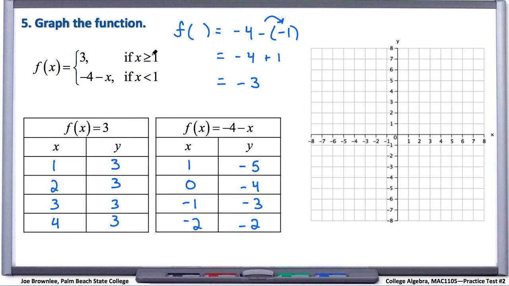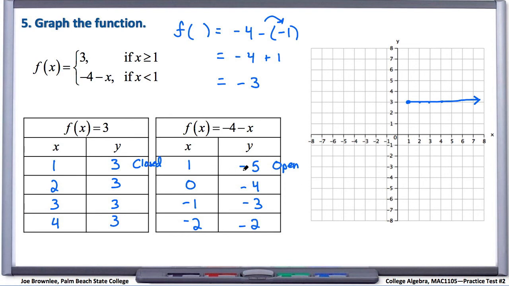It's important to take note of the domain restriction and the inequality used for each of these pieces in the function. Notice this first piece, f of x equals 3, the domain restriction was x is greater than or equal to 1. So this point, 1 comma 3, we're going to graph with a closed circle. For the second piece, f of x equals negative 4 minus x, we had x is less than 1. So this point, 1 comma negative 5, we'll graph with an open circle. So 1 comma 3 is a closed circle, then 2 comma 3, 3 comma 3, 4 comma 3, and that trend will continue. There is the constant part of the function.